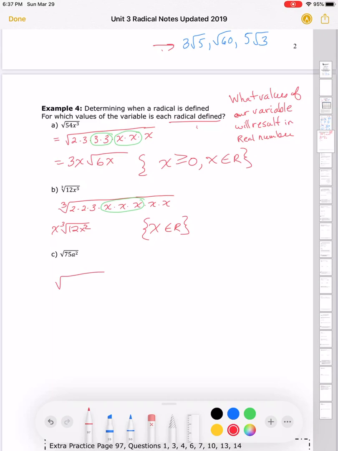Last one here, I have the square root of 75a squared. So let's factor this. This is 3 times 5 times 5 times a times a. And I circle my pairs. I'm going to take those out. So I'm going to have 5a outside and 3 underneath. Now, because there's no longer anything underneath there, a can be anything. a can be in the set of real numbers. And that would be my conclusion. Okay? So that is our first lesson.